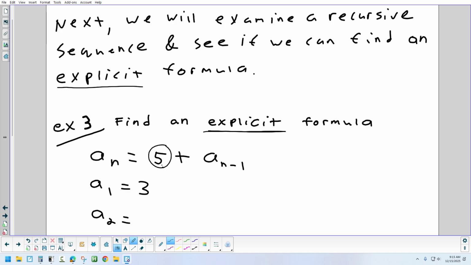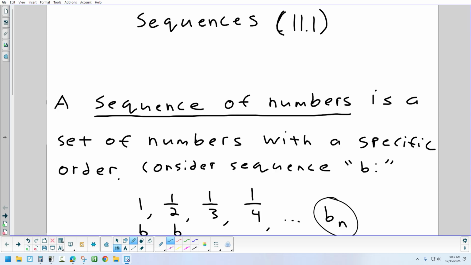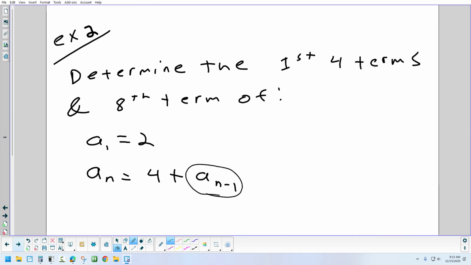So like earlier, I gave you guys a formula, and I asked you to make it explicit. We were adding 3 each time to get from one to the next, and 3 was part of the formula. So a lot of times it's going to end up being times something plus or minus something. Okay? Those will be about the difficulty of the ones I would have you figure out.